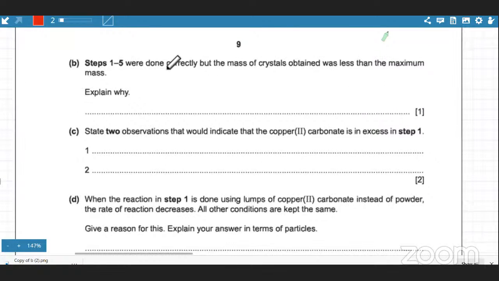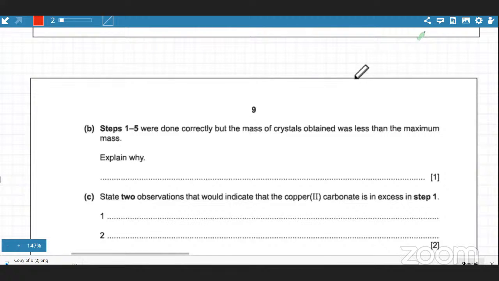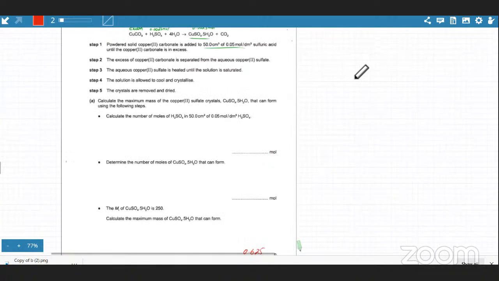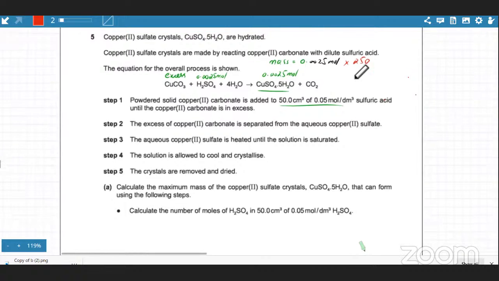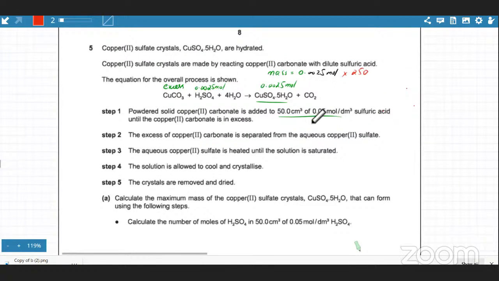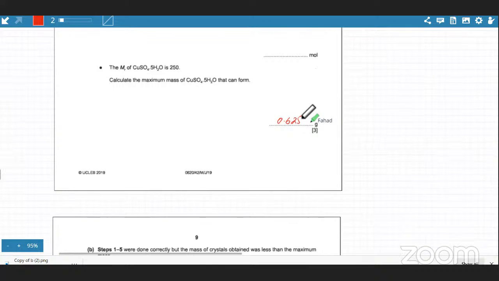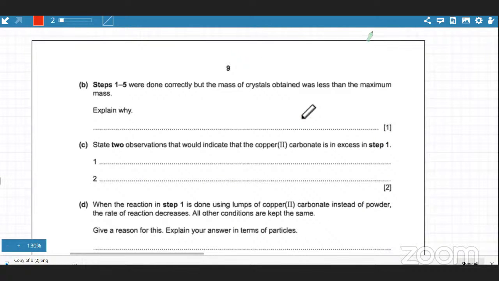The question is: steps 1 to 5 were done correctly, but the mass of crystals obtained was less than the maximum mass. Explain why. There are lots of reasons for that. So why were you getting fewer crystals than the mass that has been calculated? One of them could be that the concentration or the moles of sulfuric acid were calculated incorrectly, or there were impurities present. So I'll just go with impurities. You can check the marking scheme for this one. So the solutions are not pure.